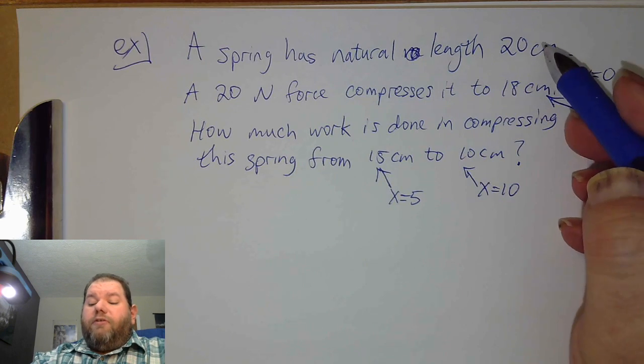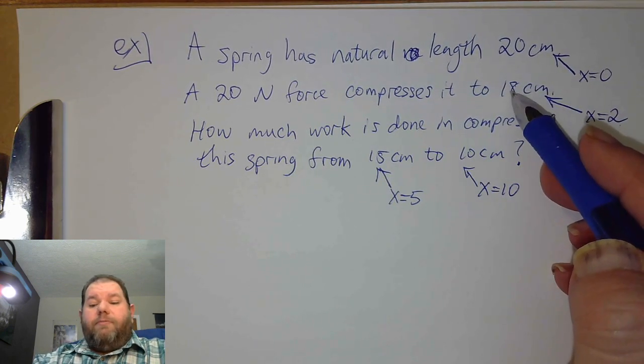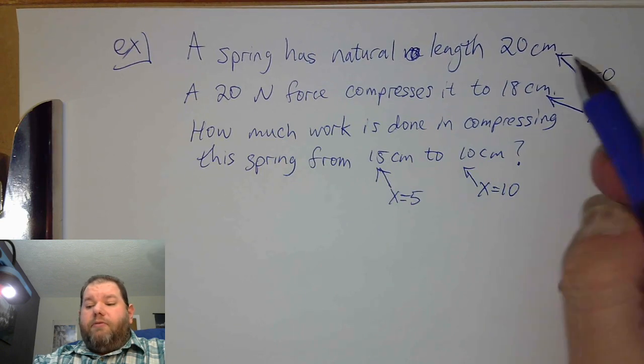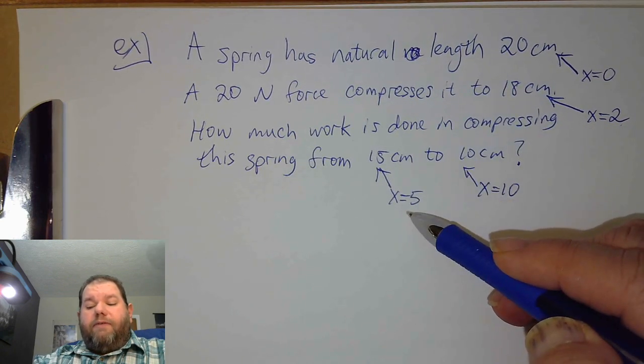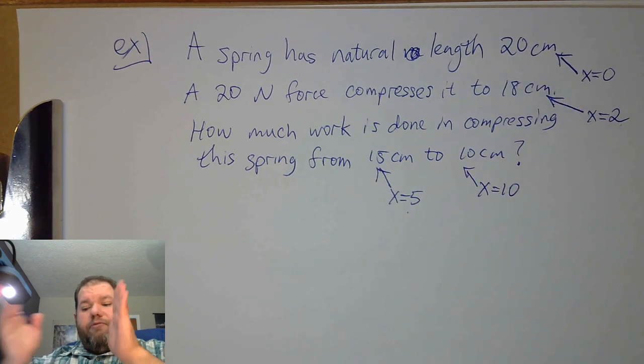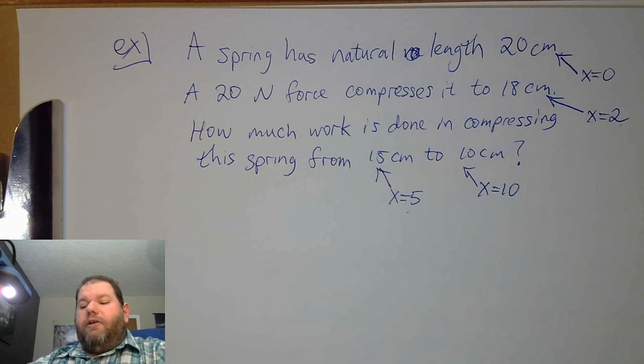So 20 centimeters corresponds to x equals 0. If we compress it by 2 centimeters, we'll say, okay, that's x equals 2. If we compress that by 5 centimeters, that's x equals 5. And if we compress that by 10 centimeters, then that's x equals 10. So basically that's how different we are from its original length. That's our x value.